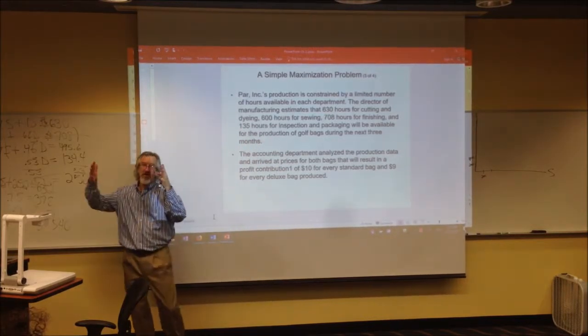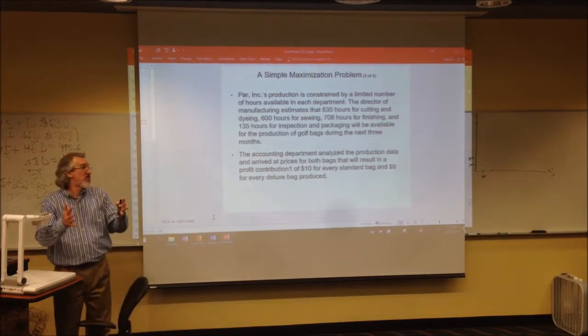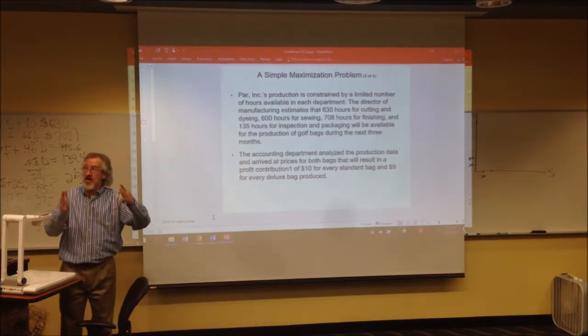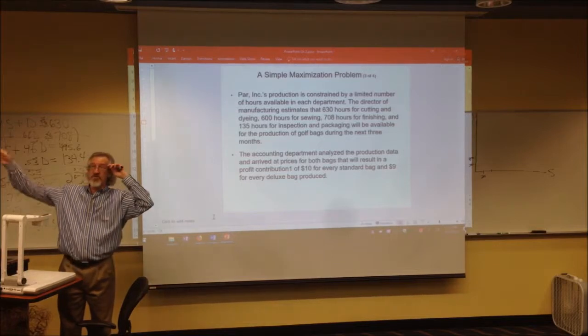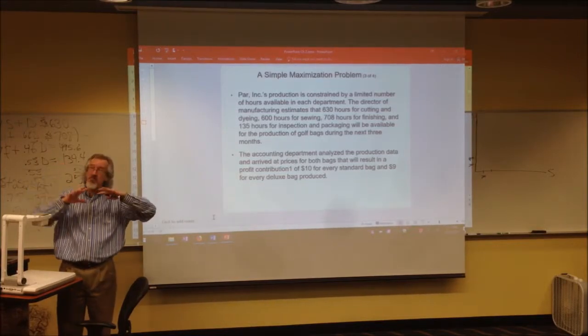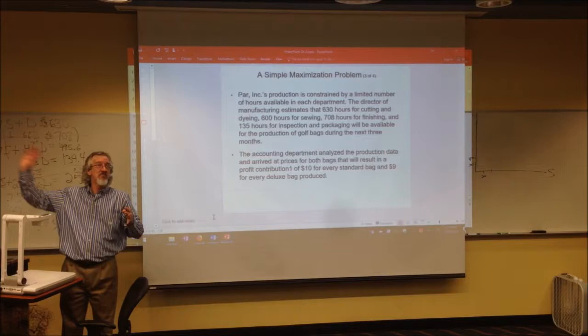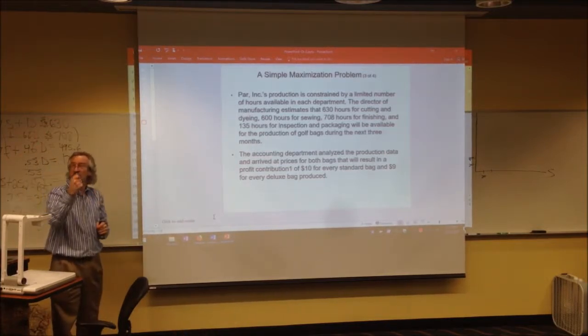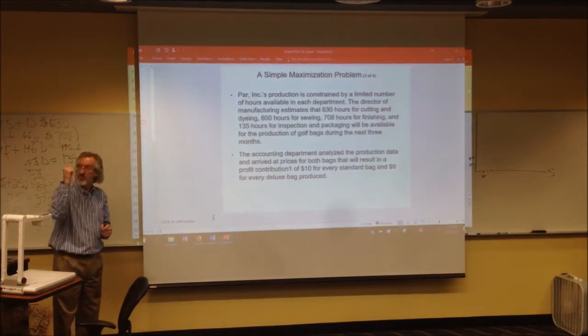That's all that's available because we have other things going on in these departments for that 3-month period that we're trying to schedule for this distributor who said as many as you can make during that time, we'll take them all. Here's a blank purchase order, which means they promise to pay for them. That's what a PO stands for.